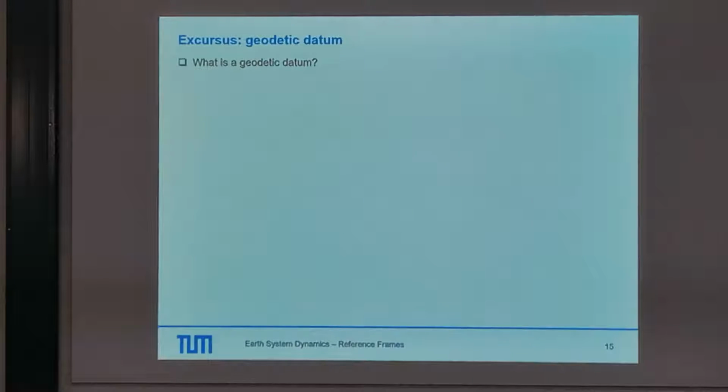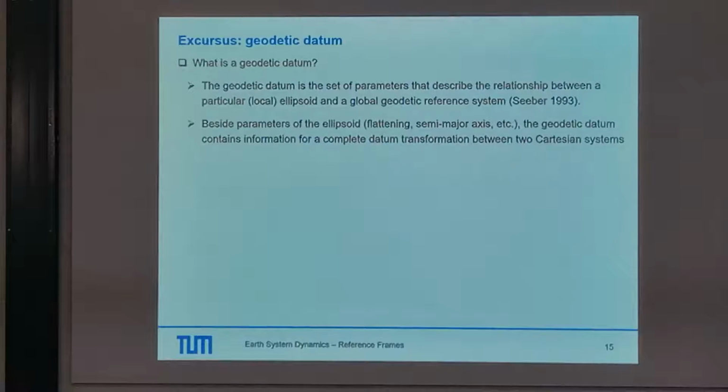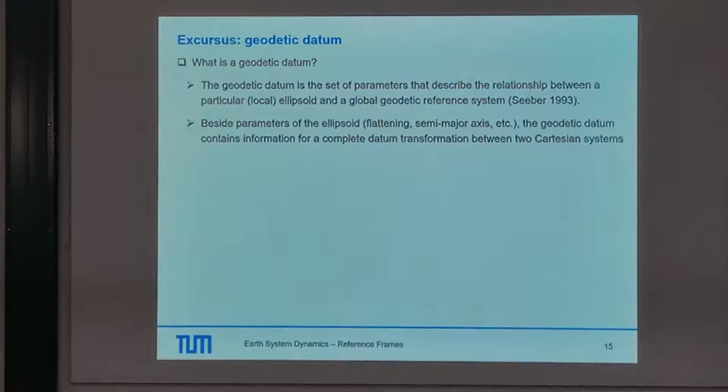So the geodetic datum describes, how do I say this, the things you have to specify in order to realize the coordinate system. So somehow you're right with the measurements, but let's have a closer look at 2 different examples. First of all, we have the geodetic datum as a set of parameters that describe the relationship between a particular ellipsoid, for example, and a global geodetic reference system. That was one definition given by Seba quite a long time ago.